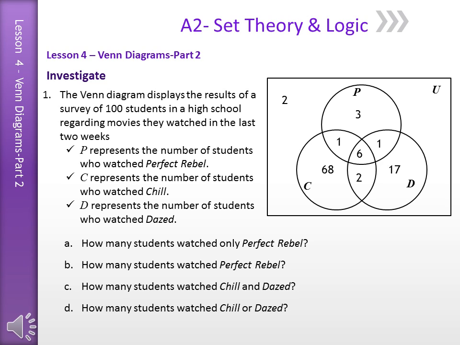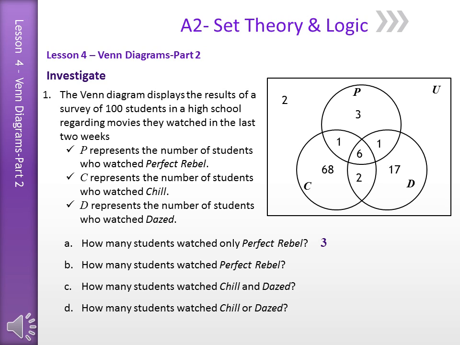Set P represents the number of students who watched Perfect Rebel. Set C represents the number of students who watched Chill. D represents the number of students who watched Dazed. From the diagram, how many students watched only Perfect Rebel? Well, that would be the part of set P that does not overlap with any of the other sets, so that would be 3.